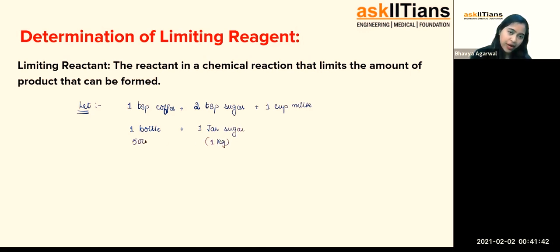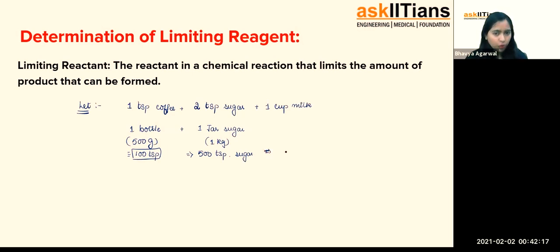Let's say 500 grams coffee. Okay, so 500 grams in itself means around 100 teaspoons of coffee. I have 1 kg of sugar in itself means I have nearly 500 teaspoons of sugar. Okay, but I found that I'm only left with 2 cups of milk in my refrigerator.